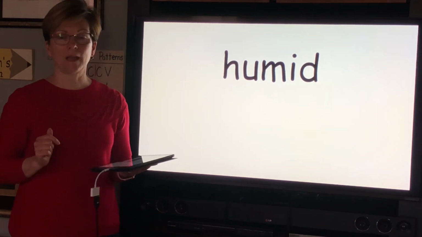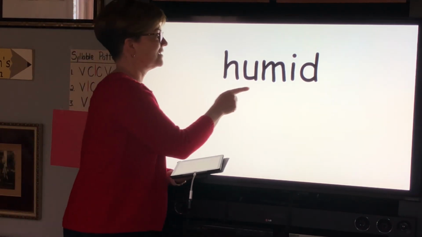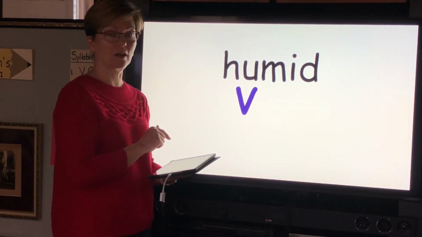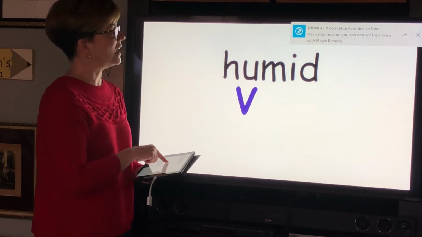Here we go. Are you already starting to see some things? Oh, let's go across. First vowel is a U. Draw a V under the U. The next vowel is an I.